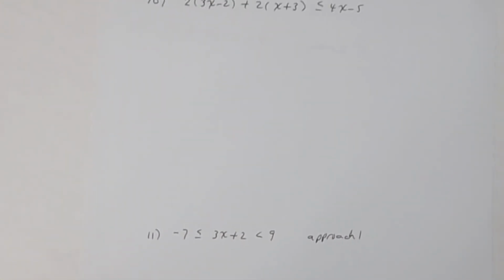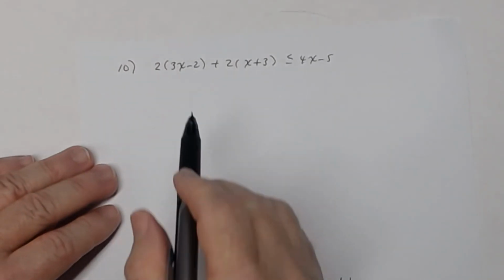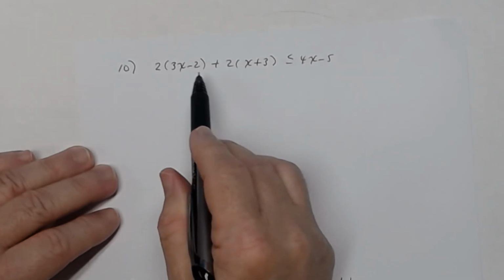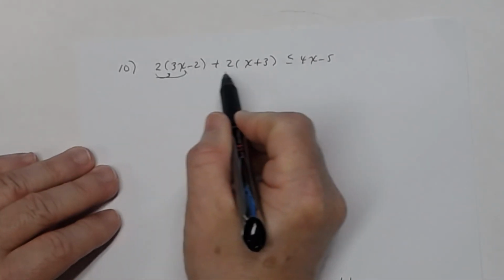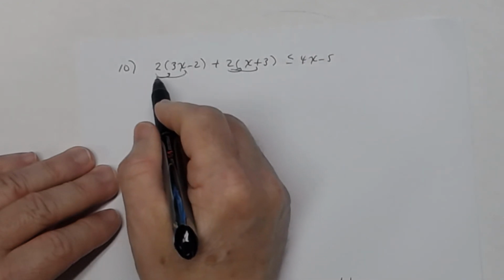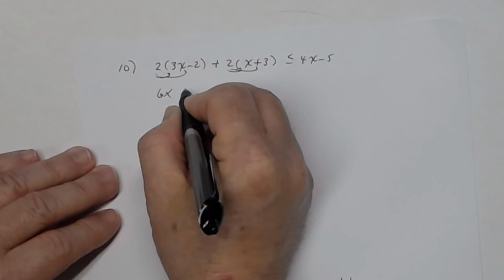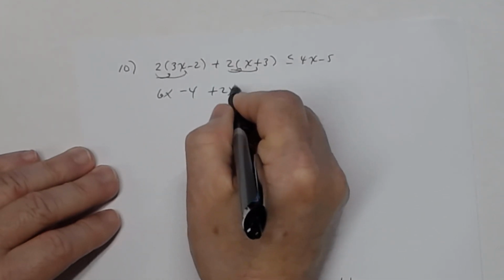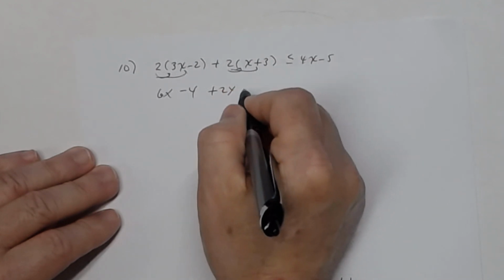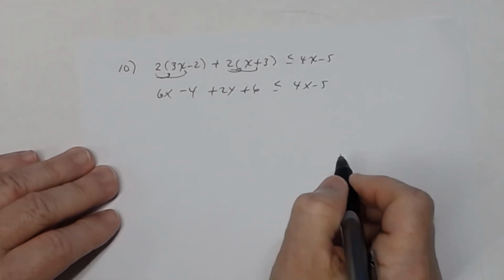Okay, let's look at number 10. So number 10, we have this linear inequality. And to solve this linear inequality, this is an easy one. First of all, we just use the distributive property. When I do that, I get 2 times 3x is 6x, 2 times negative 2 is negative 4, and then 2 times x is 2x, and 2 times 3 is 6. And that's going to be less than or equal to 4x minus 5.